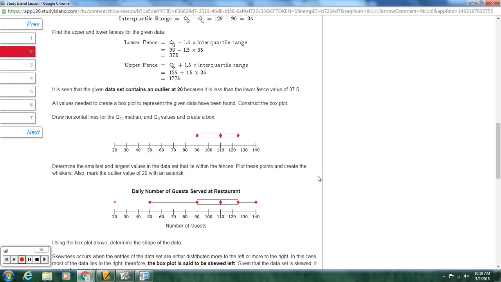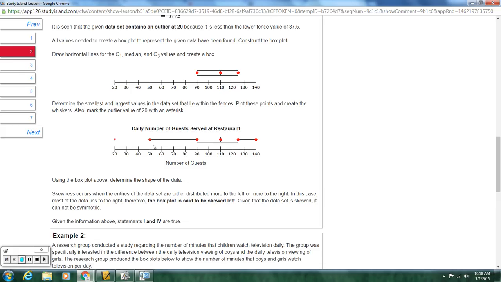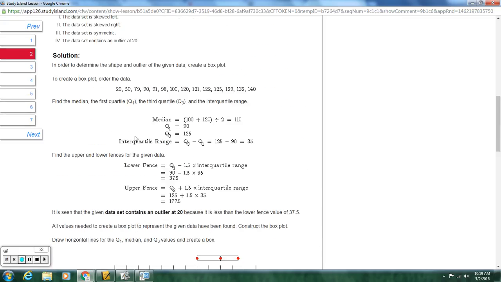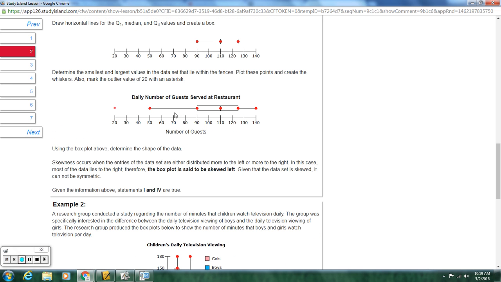Alright, now we're just going to look at this one. Look at this data. Determine, using the box plot above, the shape of the data. So skewed left, skewed right, or symmetric? Skewed left. Most of the data is down here. Is that an outlier? Most definitely an outlier down here. So we already knew that 1 and 4 were correct. They just graphed everything for you.